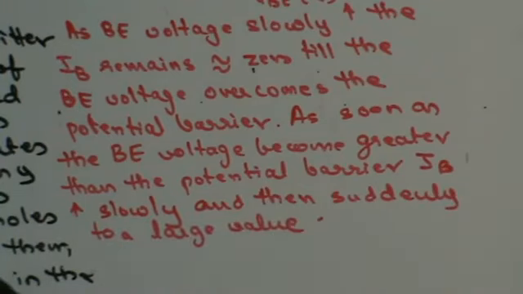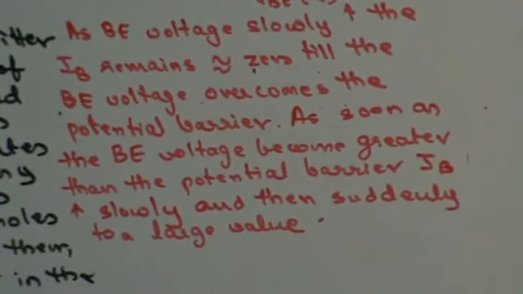Right, so that is going to be my input characteristic. Now let us try to find out the AC input resistance. I can say that the AC input resistance of the transistor in the common emitter configuration is defined as the ratio of the change in the base emitter voltage to the change in the base current.